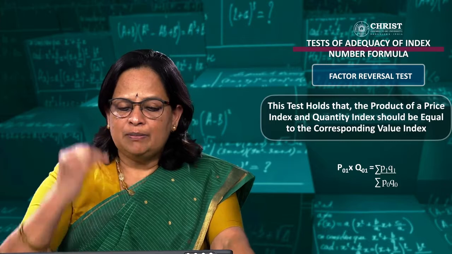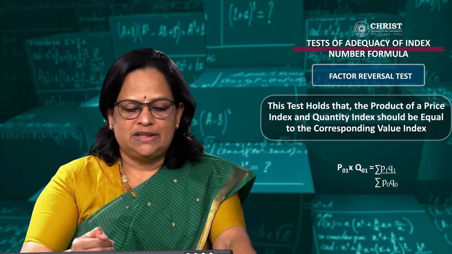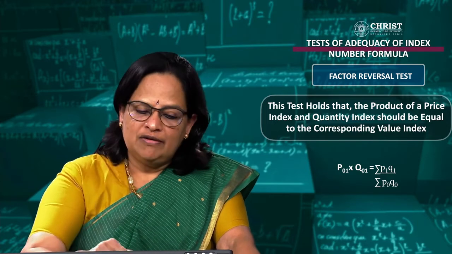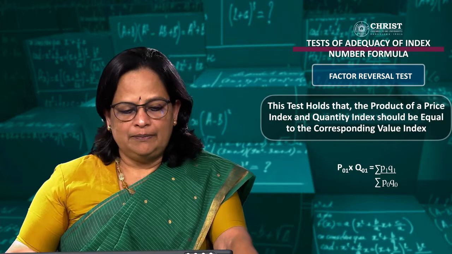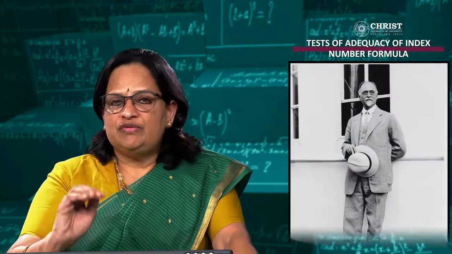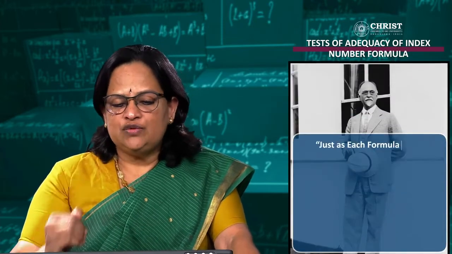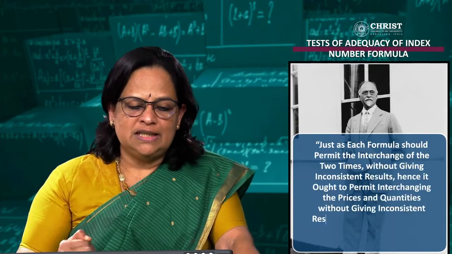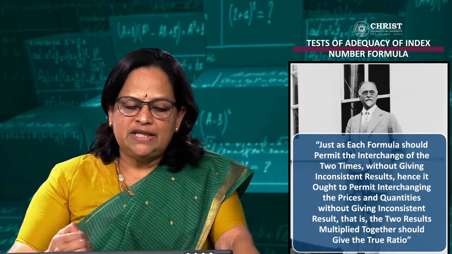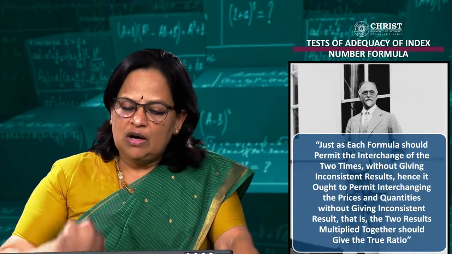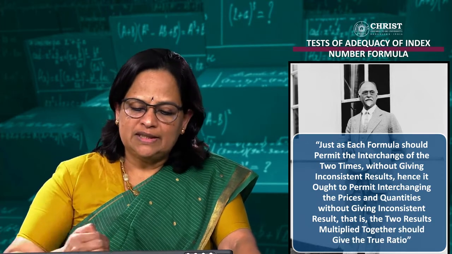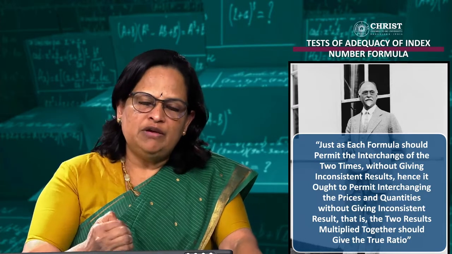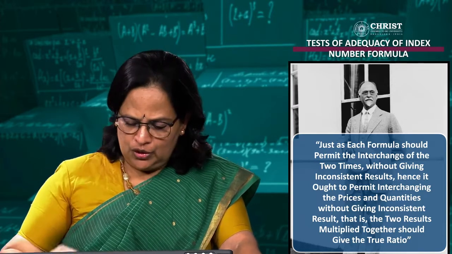So remember that the product should be equal to the value index, that is P1 Q1, the current year price and quantity, divided by the base year price and quantity. Now, according to Professor Fisher, just as each formula should permit the interchange of the two times without giving inconsistent results, it ought to permit interchanging the prices and quantities without giving inconsistent results. That is, the two results multiplied together should give the true ratio, that is sigma P1 Q1 divided by sigma P0 Q0.